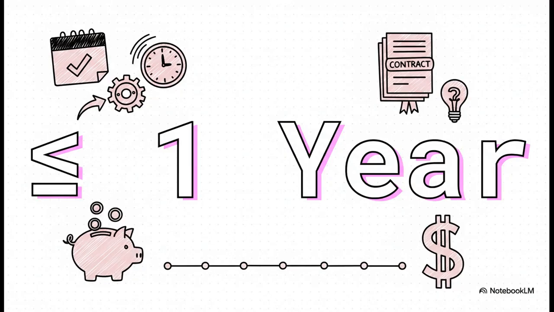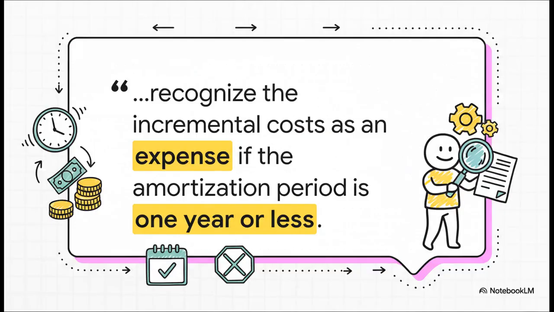If the period over which you'd amortize that asset is 12 months or less, you get an option. The rule basically says you could just choose to expense the costs right when they happen. This lets companies completely bypass the whole process of capitalizing and then amortizing for all those short-term contracts. It's a huge time saver.